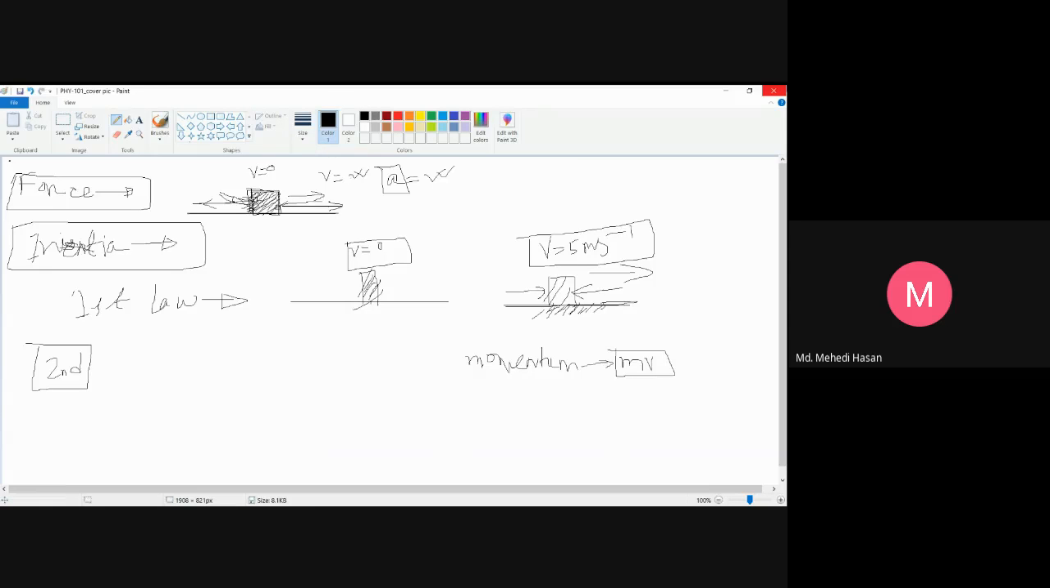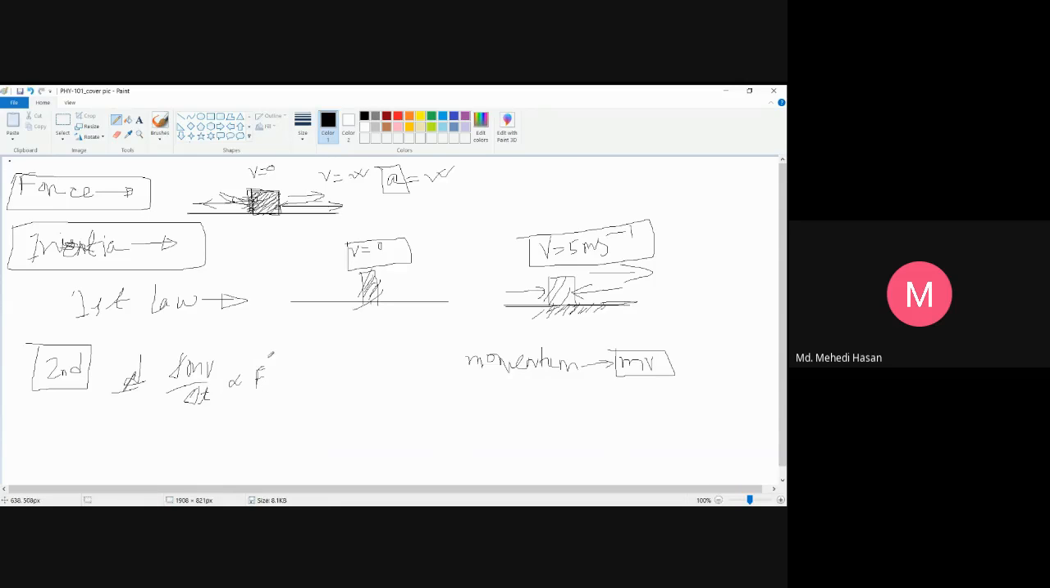The statement is the rate of change of momentum. Rate of change means del mv by del t. The rate of change of momentum is proportional to the applied force, and mainly the action is happening in the direction of the applied force.